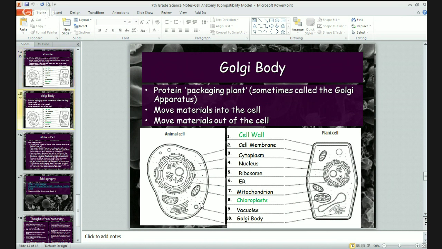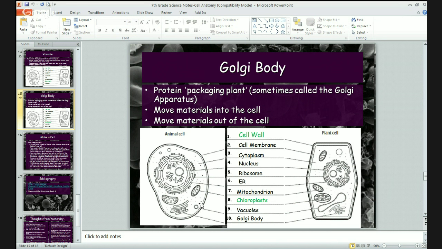The Golgi body. Sometimes this is called the Golgi body, sometimes the Golgi apparatus. It all means the same thing. This is the packaging plant. Sometimes we call this the post office. It's going to take all of the things that your cell might have made, if it needed to make a protein or a hormone or something like that, and its job is to package up these things and send them outside of the cell. It's going to label it and say, you need to go here.